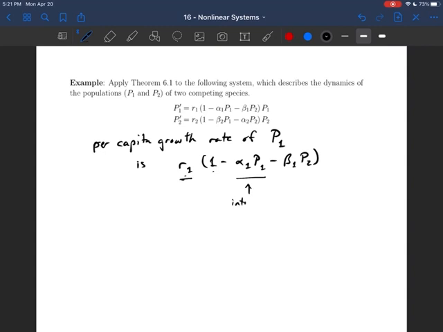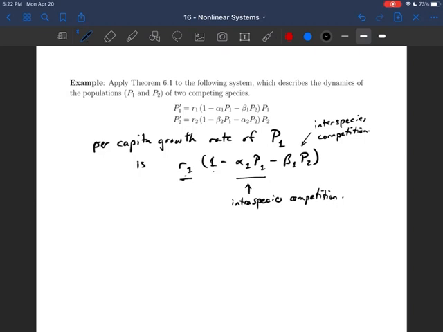Okay, so what does this mean? Well, this is the per capita growth rate. It's some constant, so constant times 1, but that constant growth rate is reduced by the population itself. So this represents a kind of intra-species competition. So having more of your own species around makes it harder to find space to reproduce, find resources to survive. And then the other one is the presence of the other population makes it hard to reproduce. So this is inter-species competition.